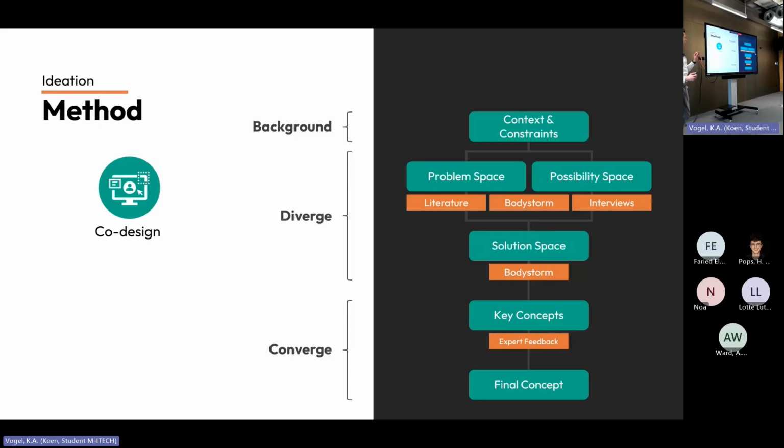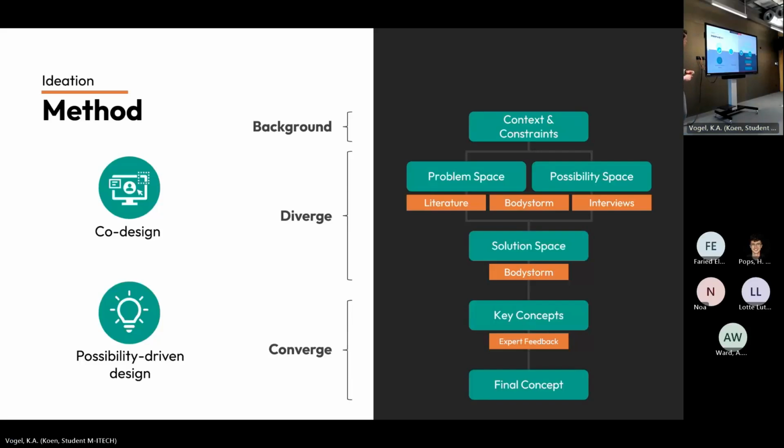But I'm also going to be using 2 theories on top of that, which is co-design. This means involving users as early on in the design process as possible, in the hopes to more closely align the final concept with the user needs, as well as possibility-driven design, which is not only looking at the problems in climbing, but also the opportunities. So not just the issues, but also improve on the highlights.